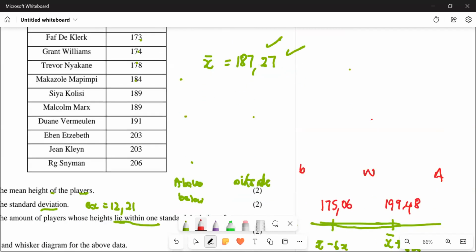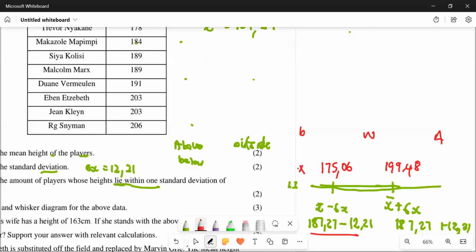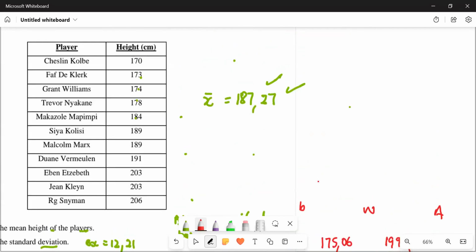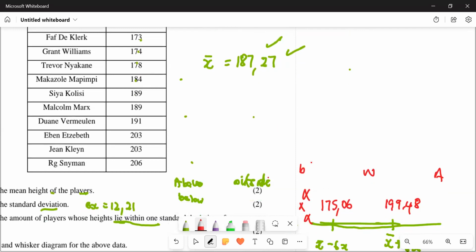Let's go and check now. 170, do you expect it to be within, below or above? It's below. 173, below. 174, below. 178, within. 184, within. 189, within. 189, within. 191, within. So we have 178, 184, 189, 189, 191: it's 1, 2, 3, 4, 5. 203 is above. 206 is also above.